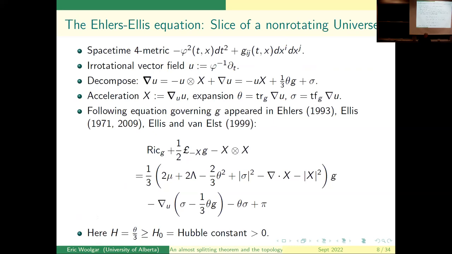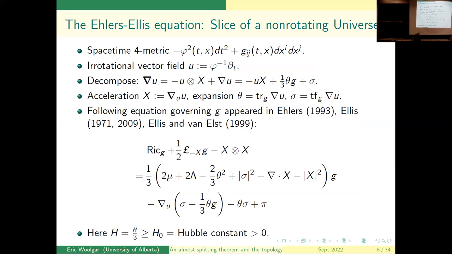What we've called the Ehlers-Ellis equation has appeared over the years in papers by these people, strangely, never with a derivation. So when we wrote this up, we provided a derivation. It was one of our selling points. It first appeared, I think, in 1971. So here's our assumption of space-time metrics, simply no quote-unquote cross terms, no dt, dx cross term in the space-time metric. Irrotational vector field describing the fluid flow.